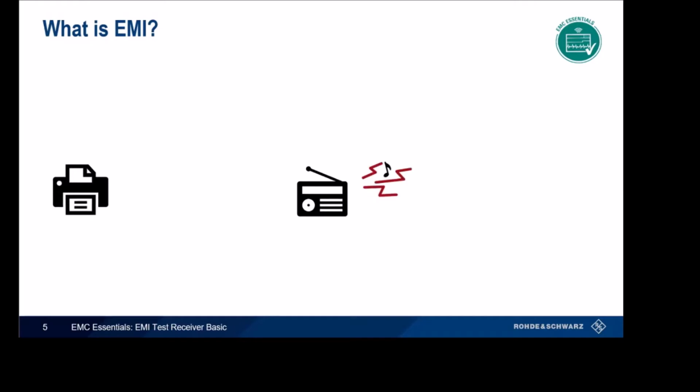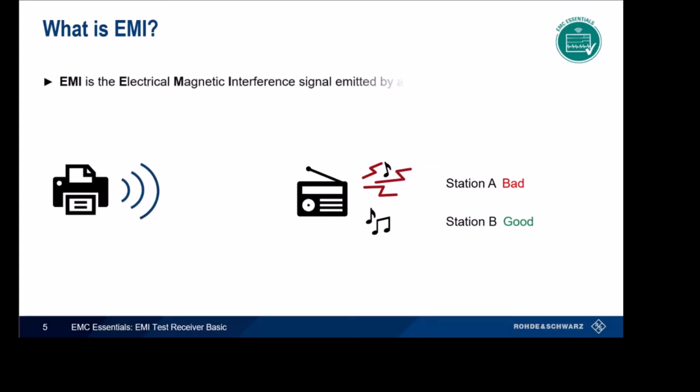So now we could actually say that station A is bad. We could then turn to a new station, station B, and listen to it. It sounds good, so we could actually say that station B is good. What we witness is that the printer was emitting some noise that interfered with station A. This is EMI, or that EMI is the electromagnetic interference signal emitted by a device. The measurement of this EMI is just one type of the testing that is covered under the subject of EMC, or electromagnetic compliance.